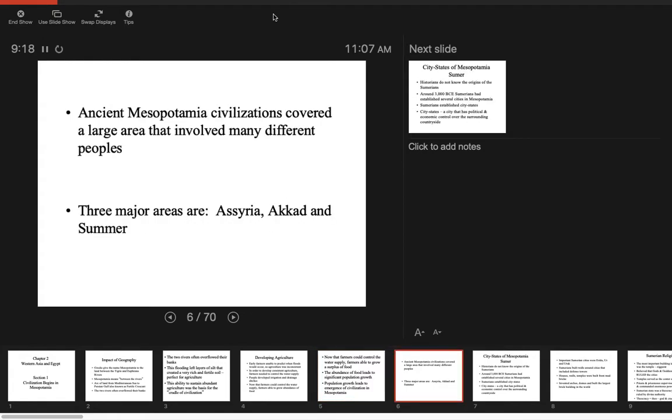All right. Ancient Mesopotamian civilizations covered a large area that involved many different peoples. This might look different on your slide just because I print it bigger, but it's the same thing. So Mesopotamia is a region. Mesopotamia is the region between the two rivers, and inside those rivers we've got three major areas or groups of people. Assyria, which is not the country of Syria, not the same. Assyria does not exist. Akkad, again, doesn't exist anymore.